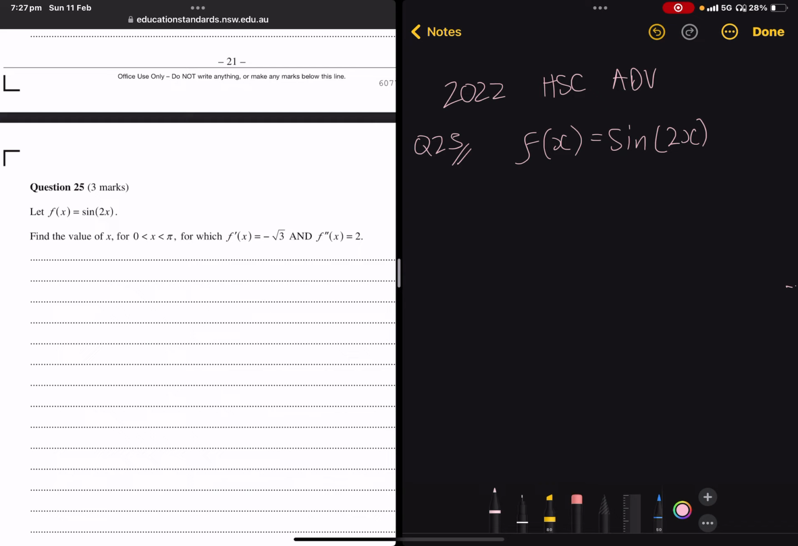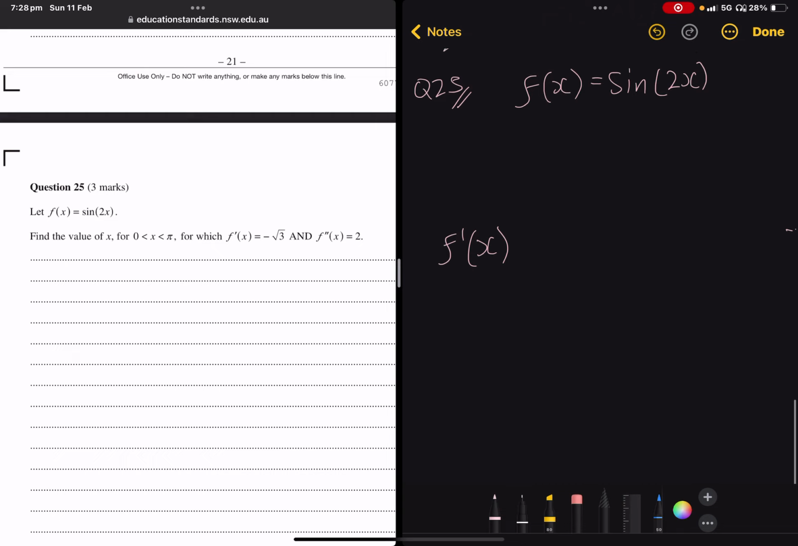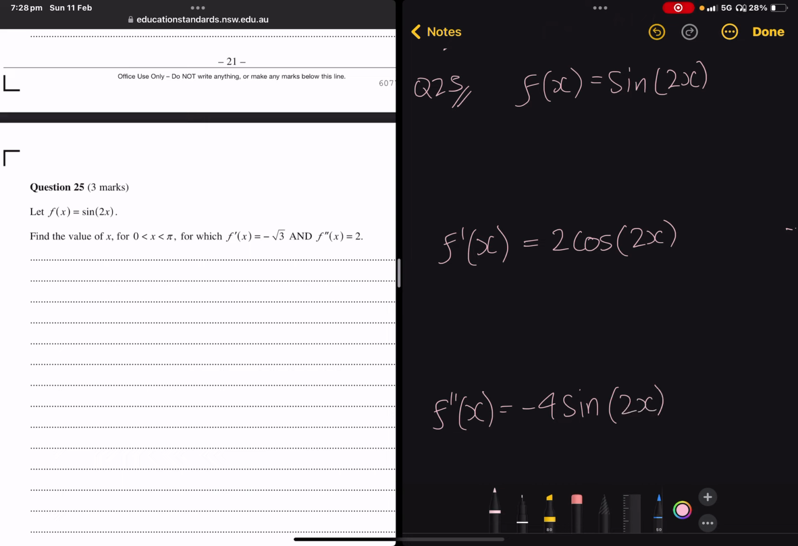So find the value of x, for x greater than 0, less than pi, for which the first derivative is minus root 3 and the second derivative is 2. All right, so first we're going to take the derivatives, and we'll graph them as we go along. Actually, graphs will really help in this question. It's very convenient. So f prime of x is going to be 2 times cosine of 2x, and then f double prime of x is going to be equal to minus 4 sine of 2x.